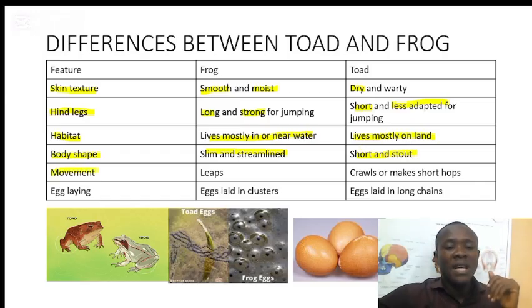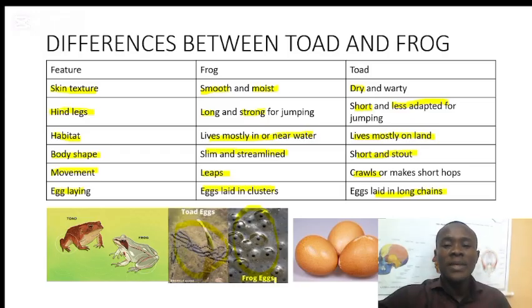And in terms of their movement, frogs most often move by leaping, and the toad moves by crawling, or they make a short hop. And lastly, in terms of egg laying, the frog lays eggs in clusters, as you can see here on this diagram. The frog lays eggs in a clustered form. But the toad lays eggs in a chain-like form. As you can see here, these eggs are arranged in a chain-like form.